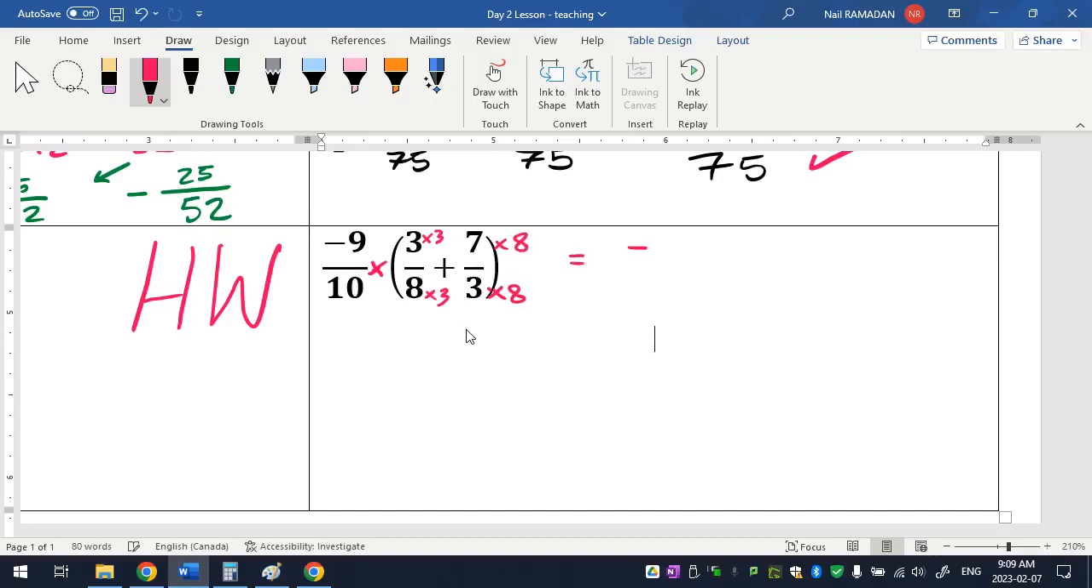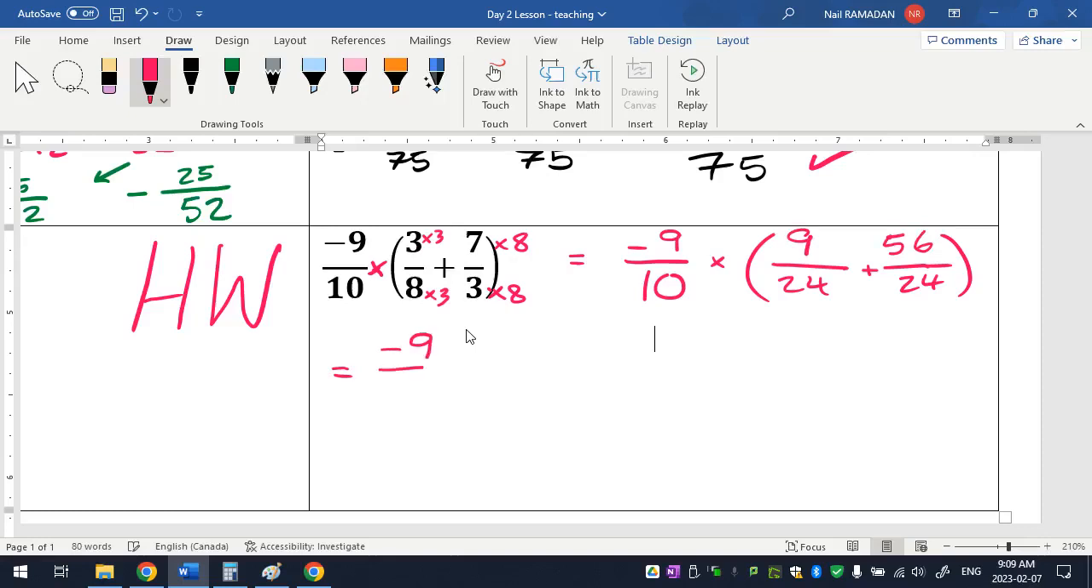Okay? Let's keep going. Negative 9 over 10 times, and I have a bracket. Something plus something. I said 24, or we said 24. All right. What's 3 times 3? 9. 7 times 8? 56. Okay? Keep going. Negative 9 over 10 times. Yeah, times. No need for a bracket because I'm about to clean it up. 9 plus 56 is 65. Sorry, 65 over 24.